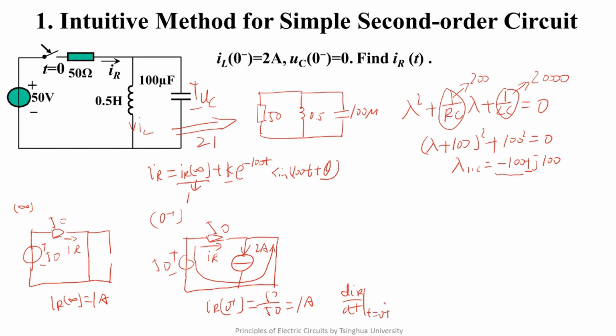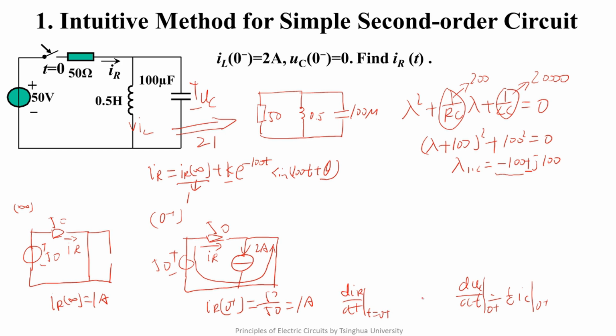Do you still remember in lecture 55 how to find out the value of duC/dt at time t equals 0 plus? This is easy there because duC/dt equals 1 over C times iC. By solving the 0 plus circuit, we can get iC(0+) and accordingly get duC/dt at t equals 0 plus. This idea actually can also help us to find dIR/dt at t equals 0 plus. That is to say, if we can use uC and iL to represent IR, then dIR/dt can be expressed as a combination of duC/dt and diL/dt.